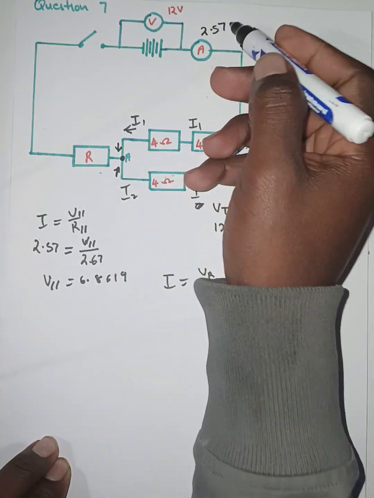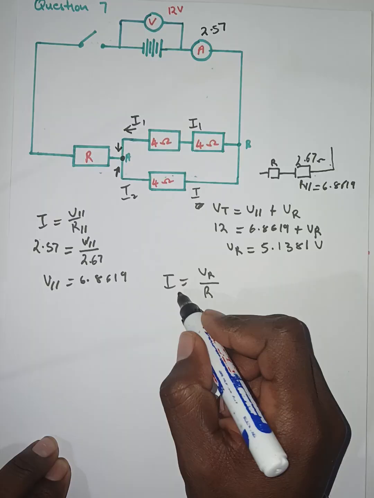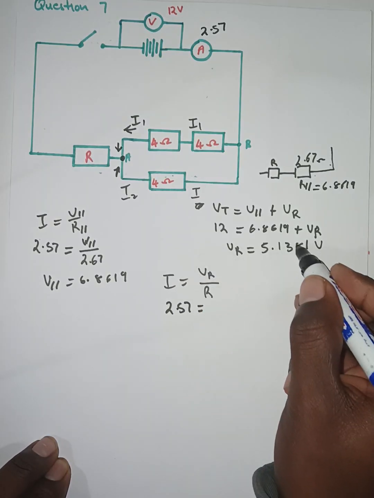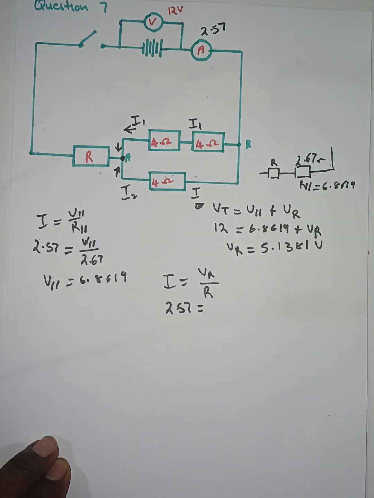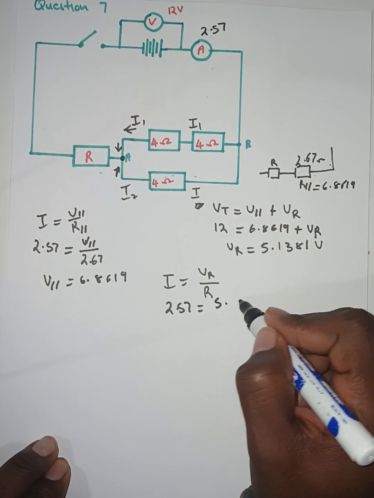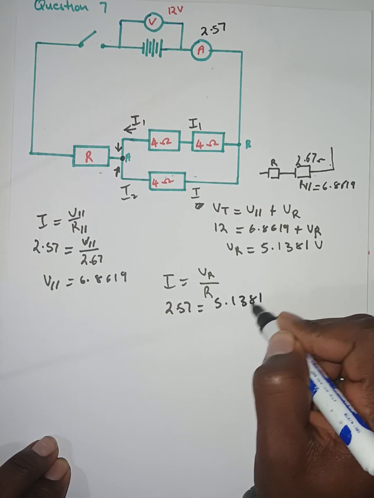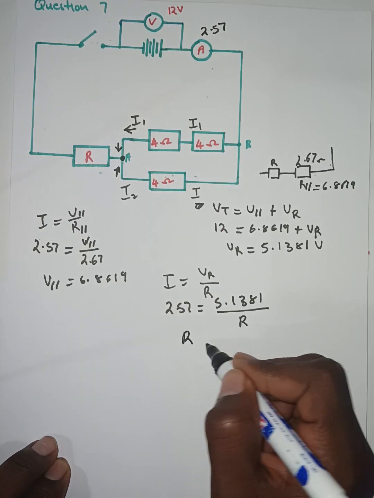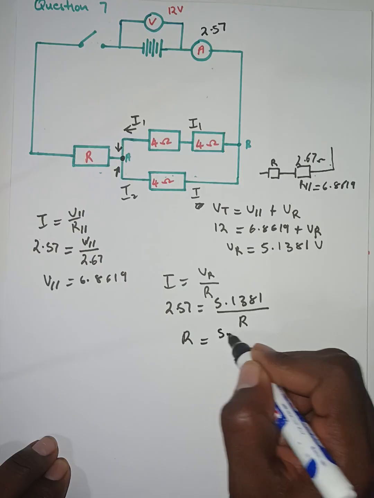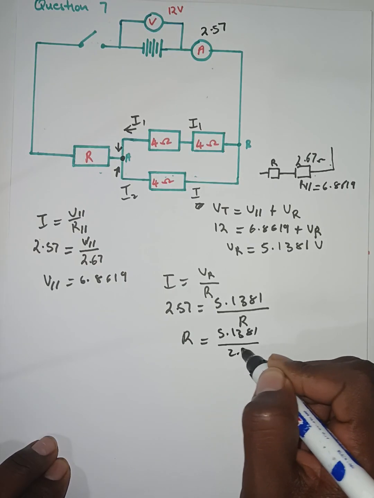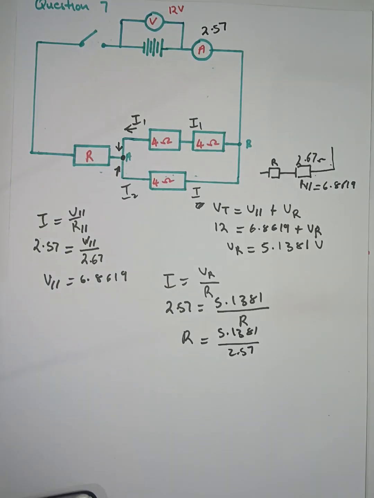They are actually 2.57 again. So I know that the current there would be 2.57, and that equals VR. Now VR, I found that to be 5.1381. Divide that by the current to find R. So R would actually be equal to 5.1381 divided by 2.57, and let me just press that on my calculator.